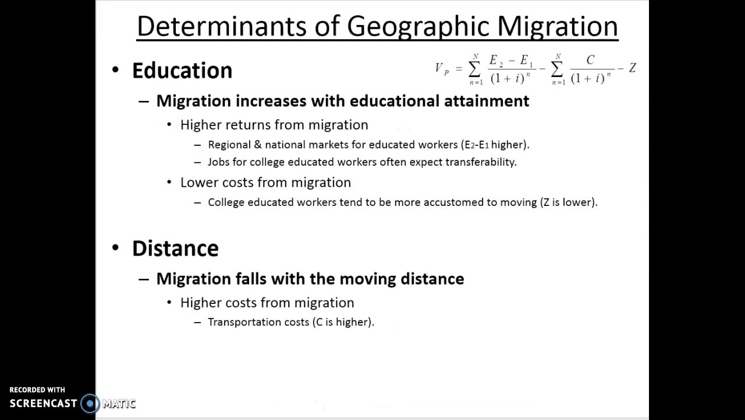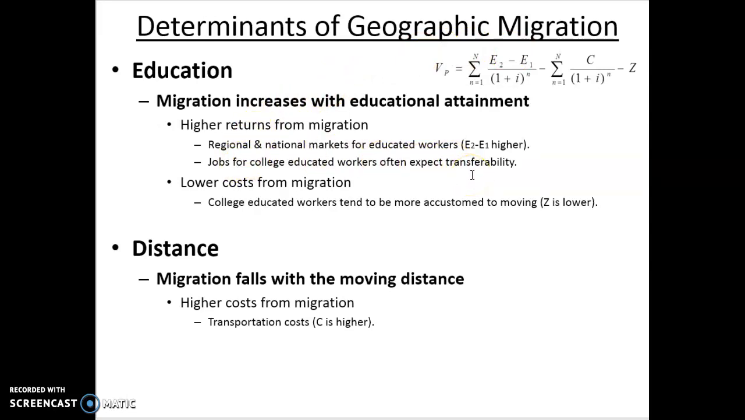Another thing that determines geographic migration is education. The more education, the more likely you are to migrate. And this has to do with higher returns. People that are educated are often competing for jobs in regional and national markets. So the difference between E2 and E1 for migration is usually larger. And jobs for college educated workers often expect it.